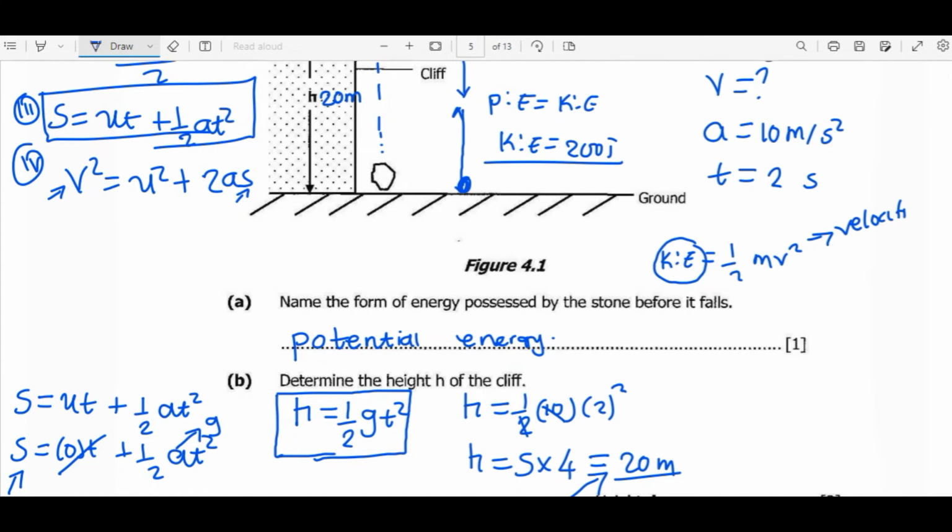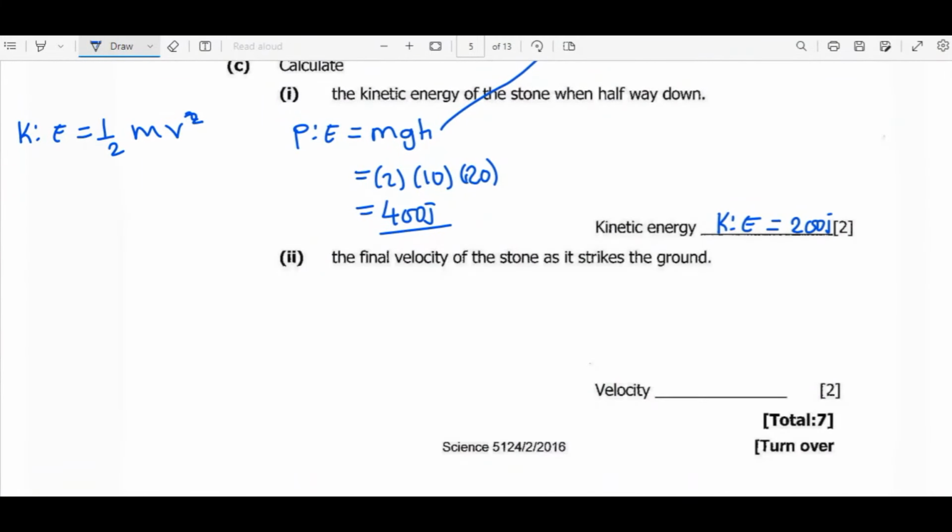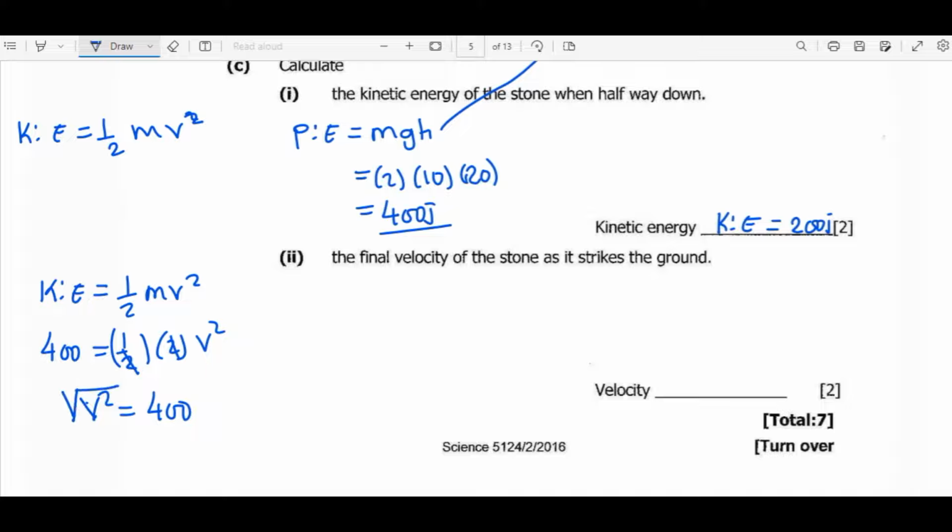So there are two ways in which we can handle this question. We can say kinetic energy is equal to half mv squared, which is 400. Then remember the mass is 2, so 400 is equal to half times 2 times v squared, we can cancel this, which is v squared is equal to 400. Then we take the square root also here. So the velocity upon reaching is 20 meters per second.